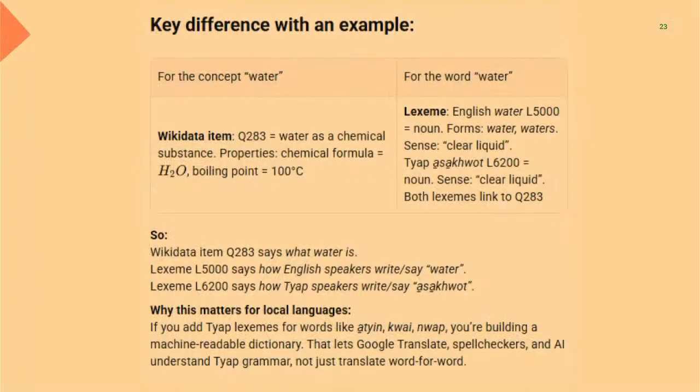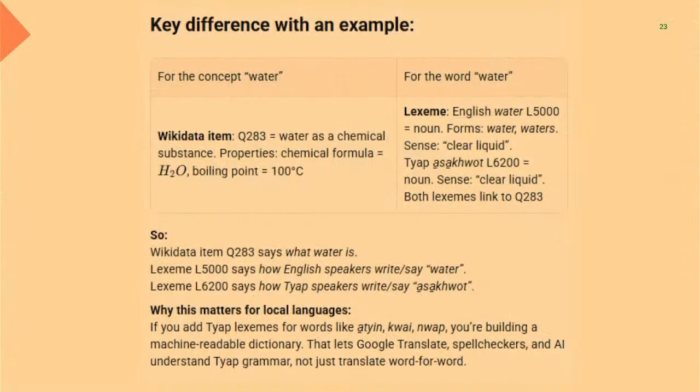So moving forward, the key difference with an example: for the concept water and for the word water, please listen carefully. Wikidata item Q283, water as a chemical substance, with properties and chemical formula H2O. Boiling point, 100 degrees Celsius, right?